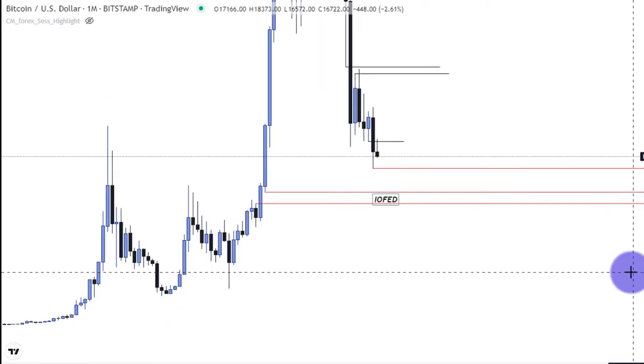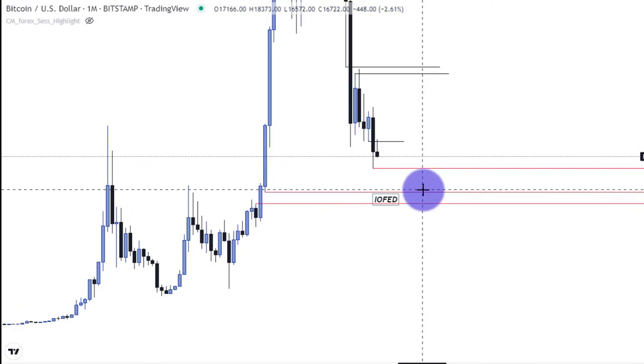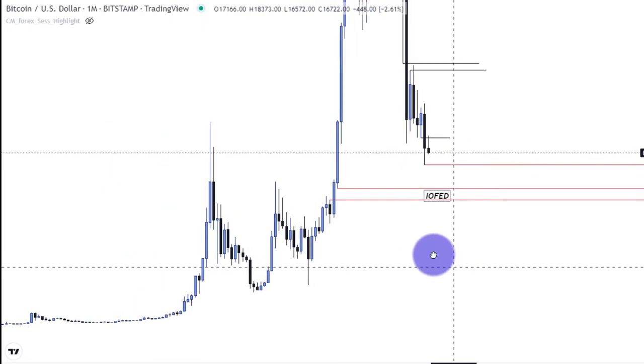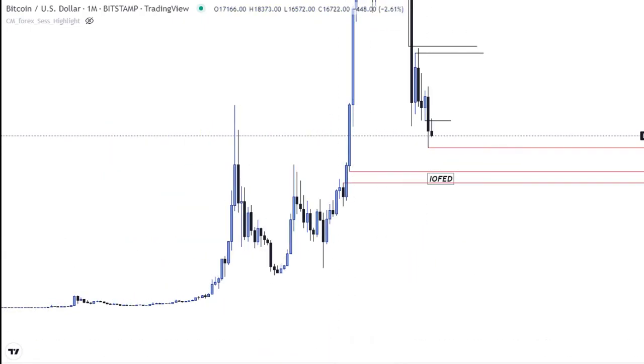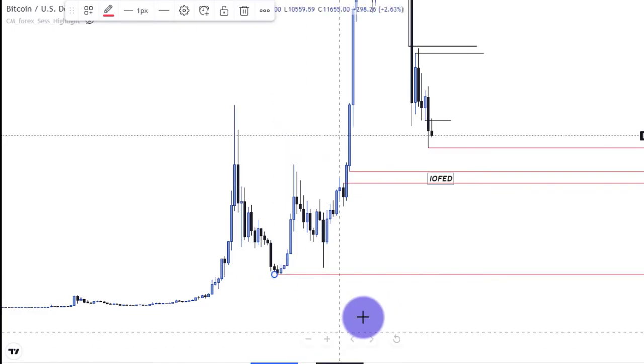So guys, institutional order flow on the monthly time frame is bearish. Where is the draw on liquidity? This outline fair value gap or buy side imbalance and the sell side inefficiency. This is where I'm looking at, and then this is also relative equal lows residing there.